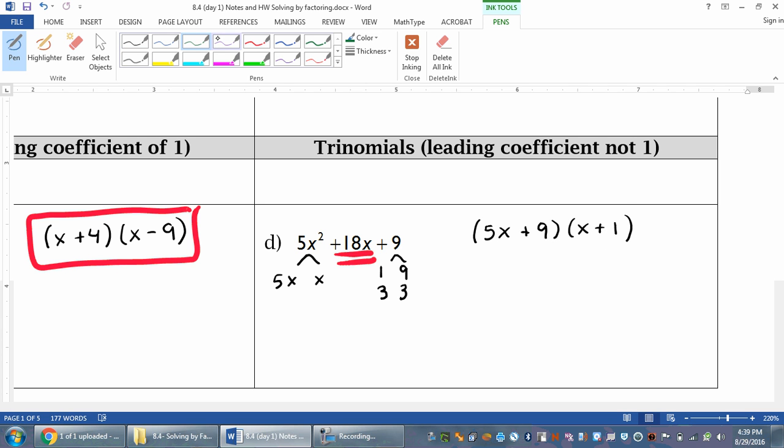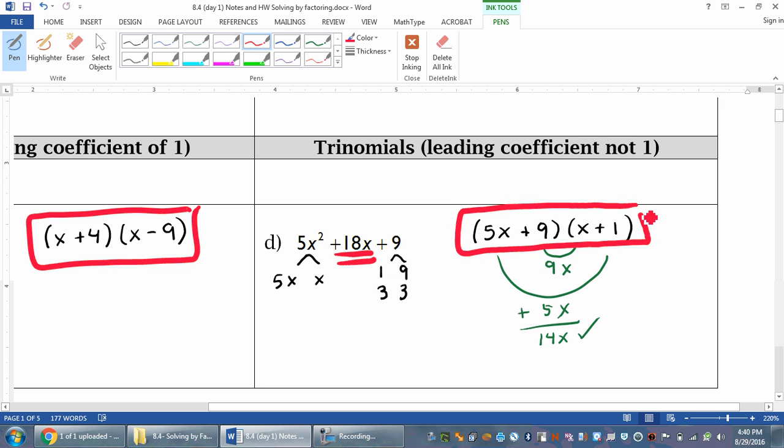Alright, again, same process, inners and outers. My inners, 9x, multiply to 9x. My outers multiply to 5x. When you add those together, oh, check it out, you get 14x, which is the correct answer. So 1 and 9 is the top combination, so that is how we factor part C.